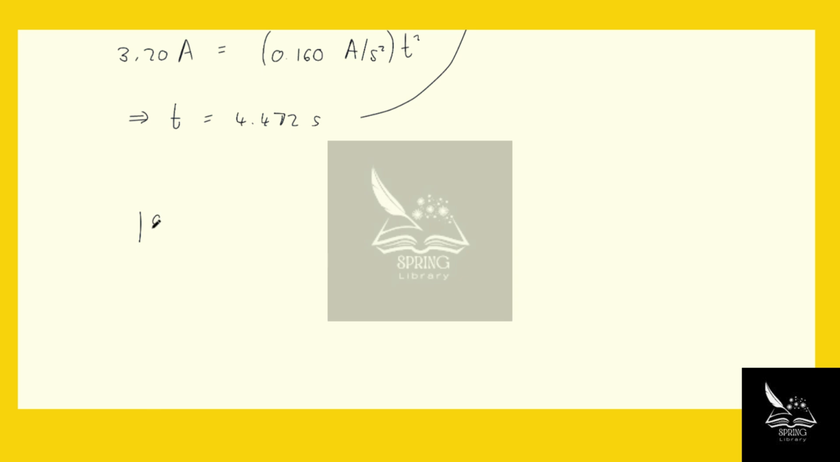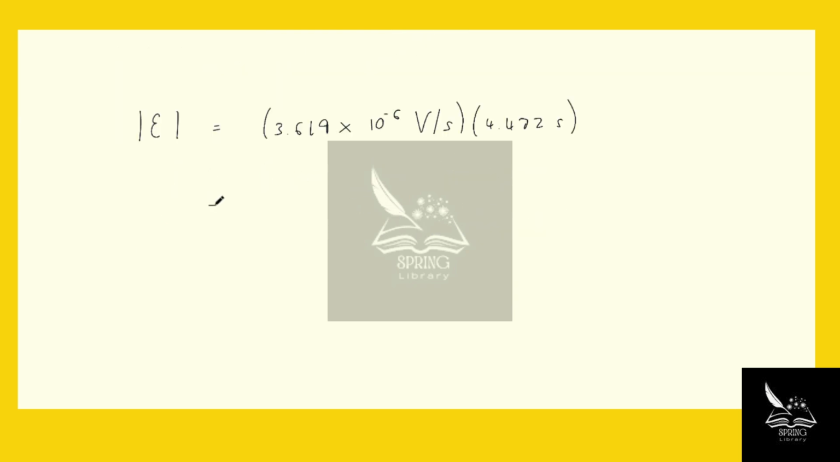Now that we have the time, we can put this back in our expression for the EMF, and we get the induced EMF in the second winding, epsilon, to be 3.619 times 10 to the minus 6 volts per second times t, which is 4.472 seconds. Hence, we get the induced EMF in the second winding to be 1.62 times 10 to the minus 5 volts.